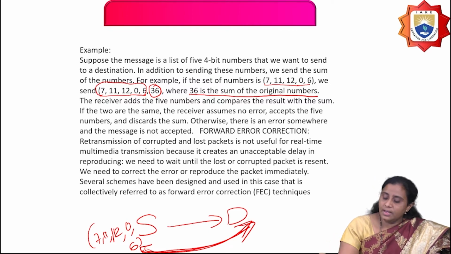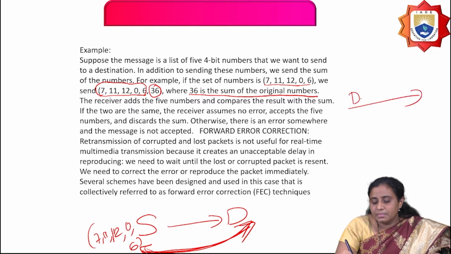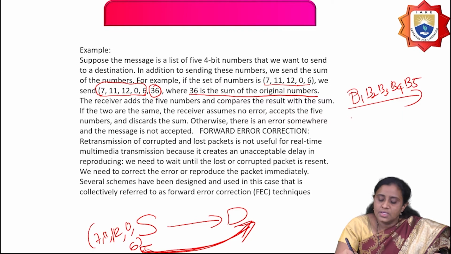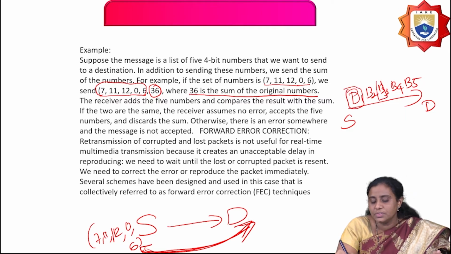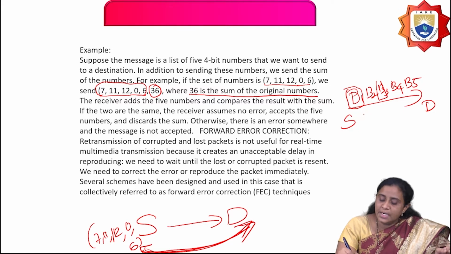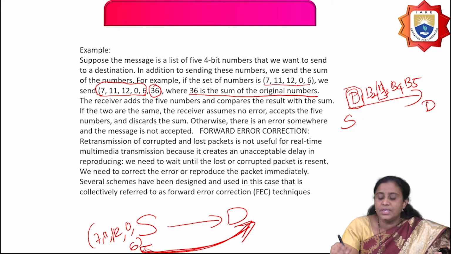Suppose you take the example of 5 bits: bit 1, bit 2, bit 3, bit 4, bit 5 from one source to the other destination. Each bit or each frame needs to hold one IP address. Suppose the source needs to send from one node to another node; the source needs to count how many bits it needs to send from its side to the destination side.